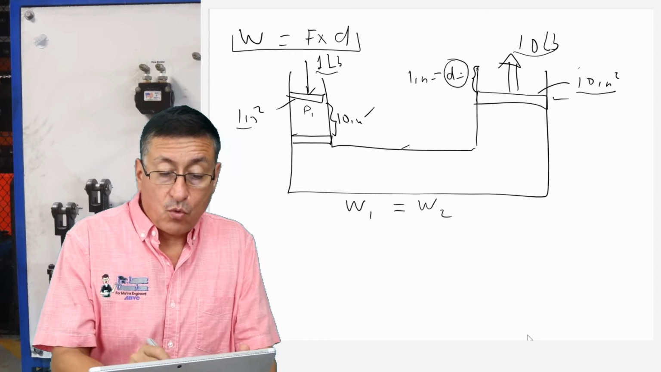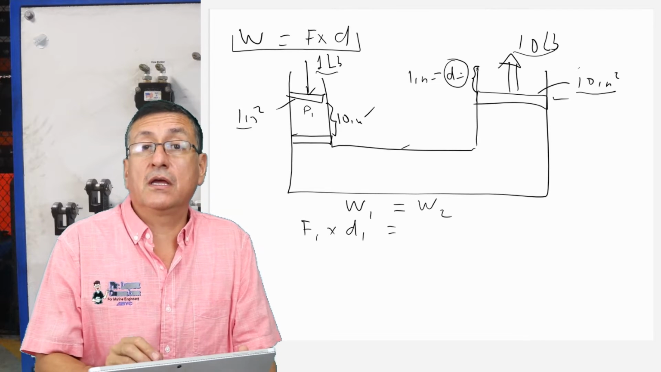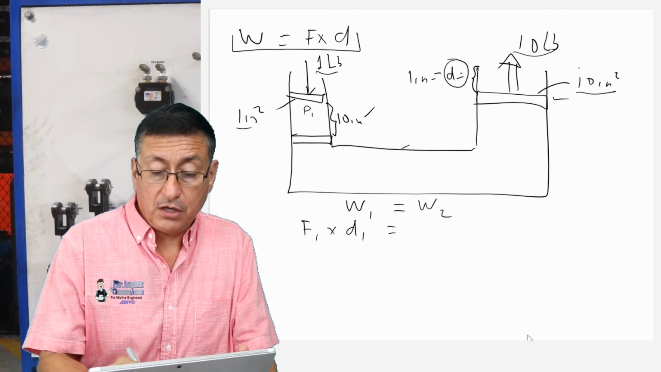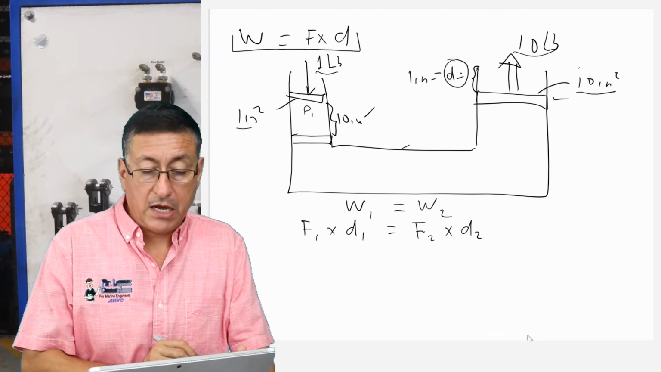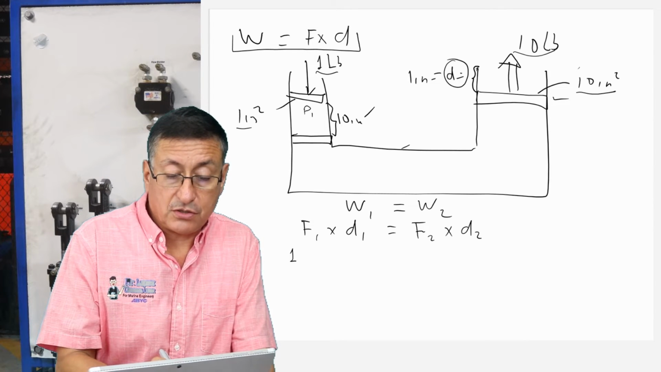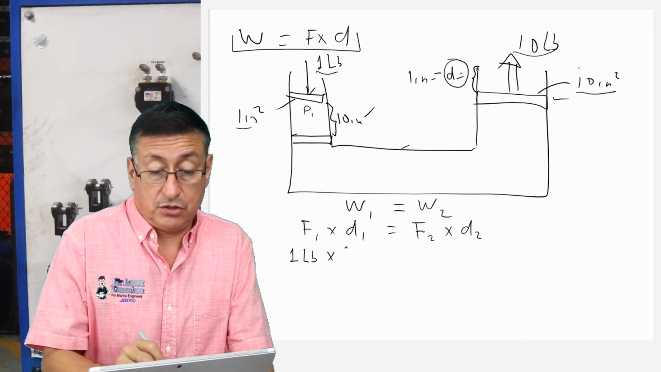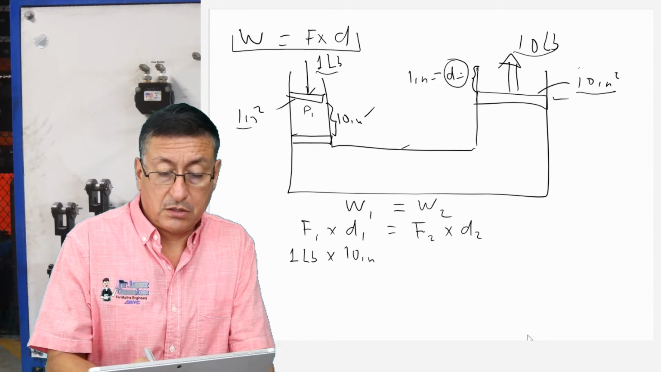What is the formula for the work? It's the force number 1 times the distance number 1. And what about the situation in the second position? It's the force number 2 times the distance number 2. Alright, how much is the force number 1? The force number 1, by definition, is 1 pound. And how much is the distance number 1? It's 10 inches.